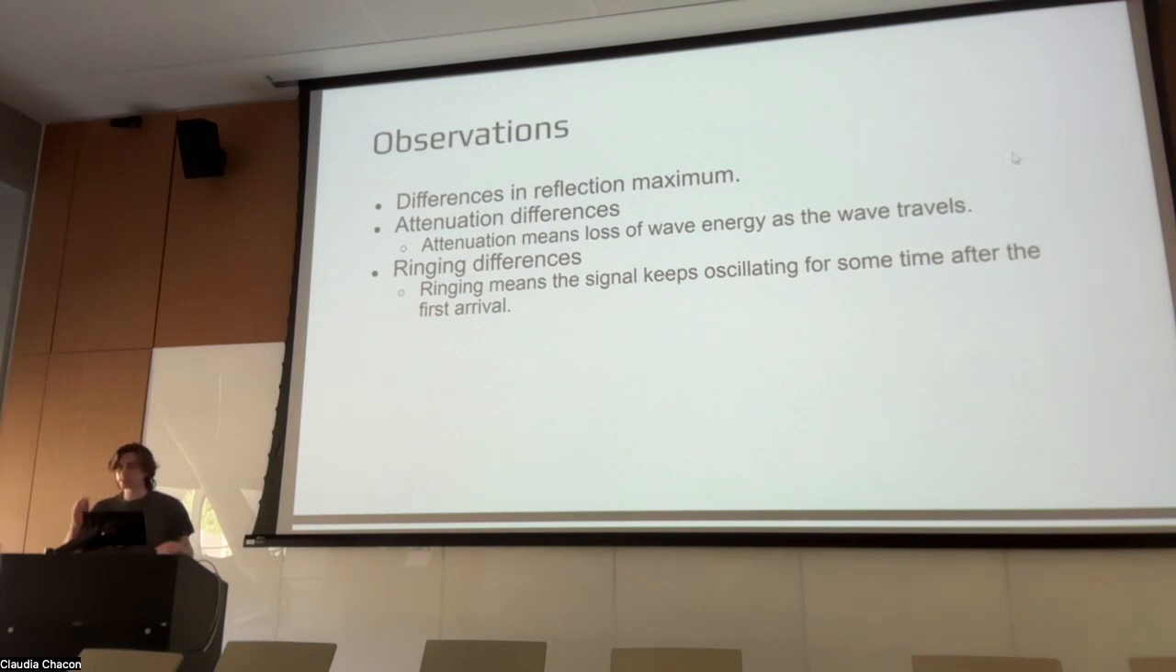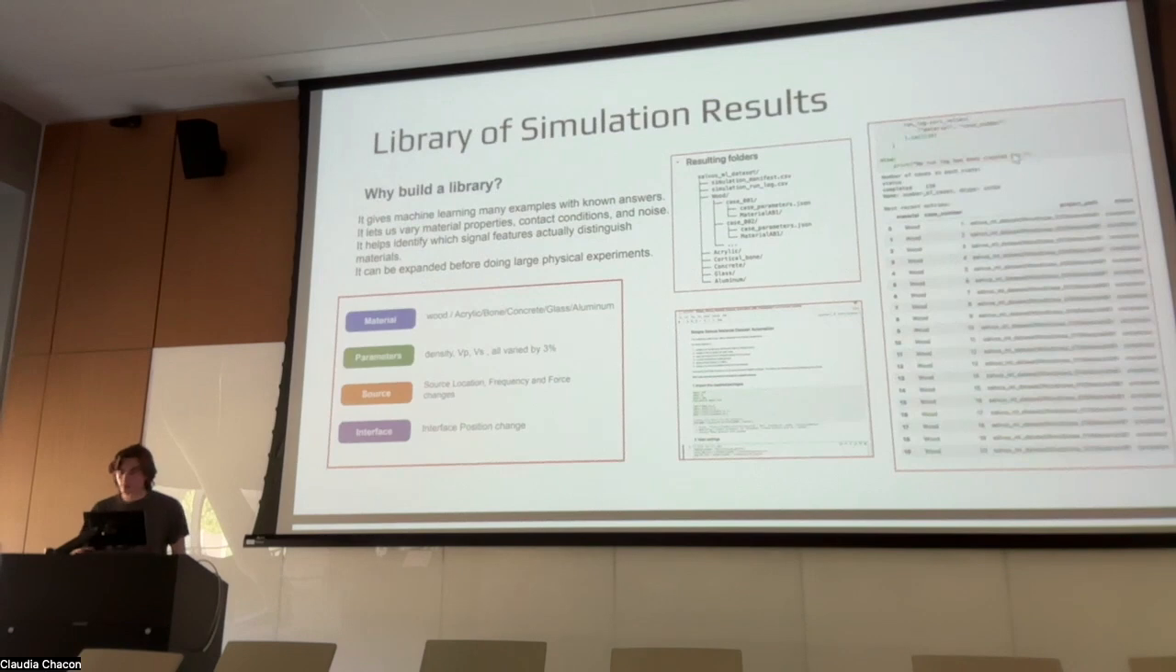And there were differences in the ways in which the reflection window acted, depending on the kind of material it bounced off of. There were differences in the reflection maximum, so how much energy was reflected back. There was a difference in the attenuation, which is how much wave energy it loses as it travels. So there would be an initial really big spike, and then it would go away really quickly. Or there are differences in rate, which meant that it kept going for a very long time. So with all of these we plugged them into a library of simulation results.